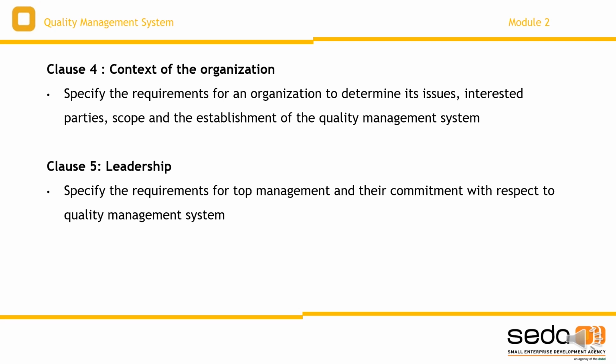So, as an organization, you need to understand your surroundings. You need to understand the environment that you are operating in. Under this clause, we specify the requirements for your organization to determine your issues and your interested parties, such as customers, employees, and regulatory bodies, including what they need and expect from your organization. You also need to determine your scope and the establishment of a quality management system.